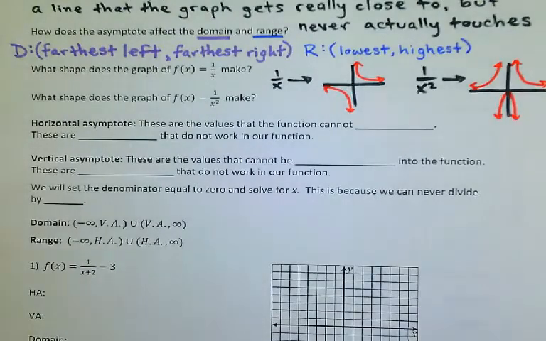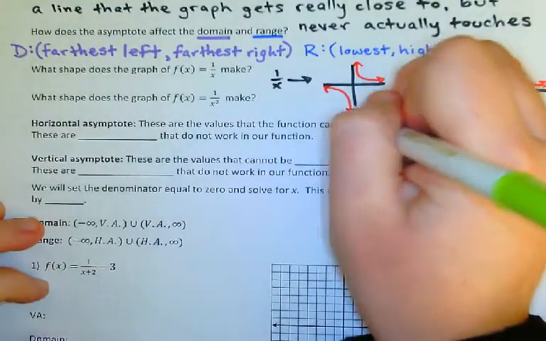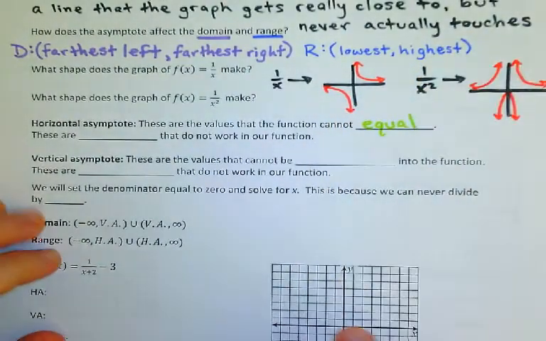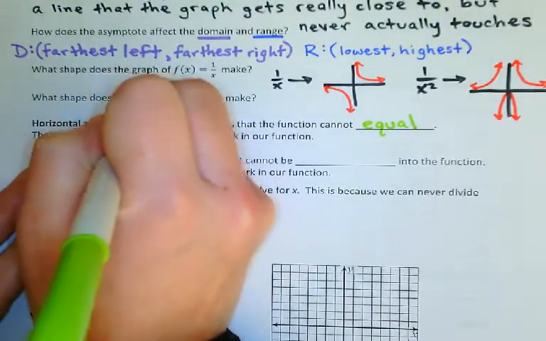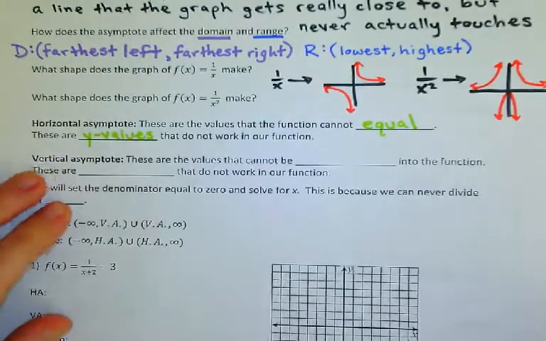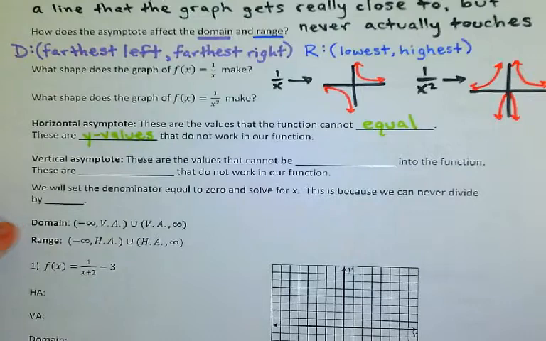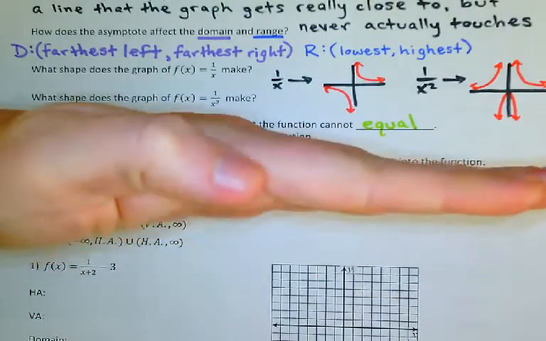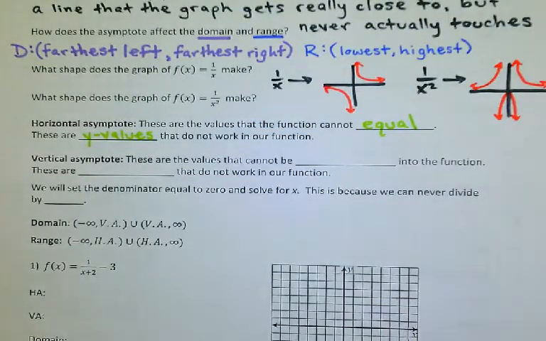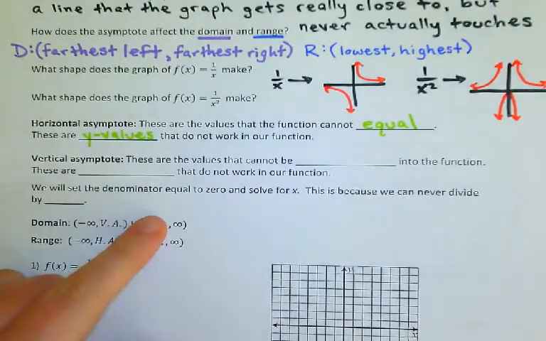So remember, your horizontal asymptote, these are the values that the function cannot equal. In other words, these are the y values that cannot work in our function. Horizontal asymptotes. Remember, horizontal is from left to right. That's flat. And then vertical asymptotes. Vertical are up and down. These are values that cannot be plugged into the function.